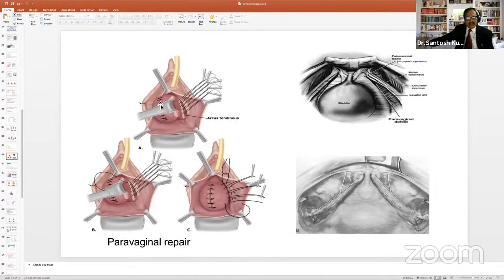Here you can see after cystocele repair, if there is a paravaginal defect, you mobilize the tissue, plicate the tissue, and you take suture from the arcus tendineus to all the paravaginal tissue and tighten it. So even the paravaginal defect will be repaired. So there is no protrusion from the midline or laterally in the paravaginal area.